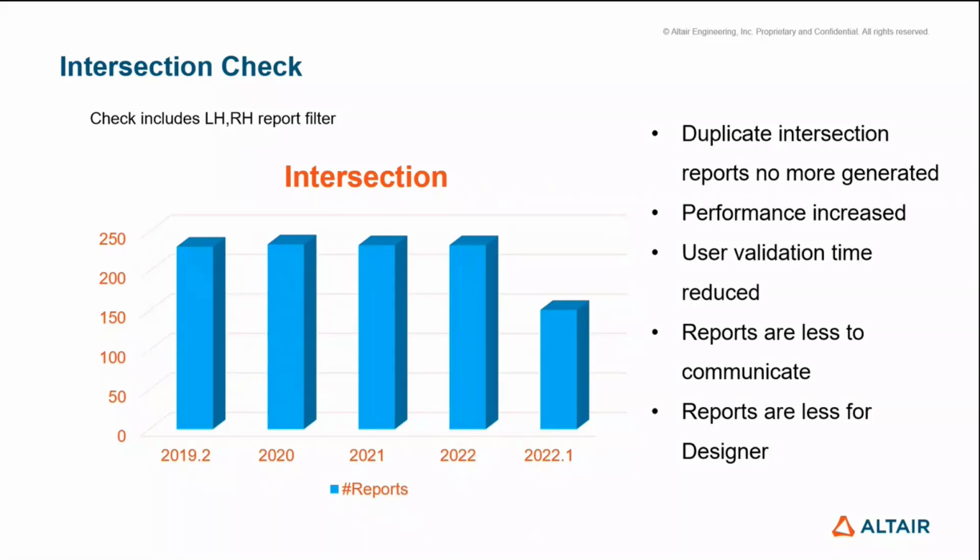So by doing this kind of filters, what's happening? The duplicate reports are definitely reduced. The performance has increased. The number of reports, like if you are able to save under report, that much time can be reduced.